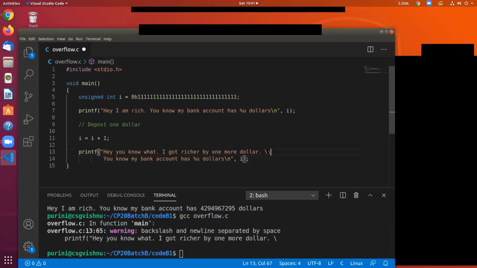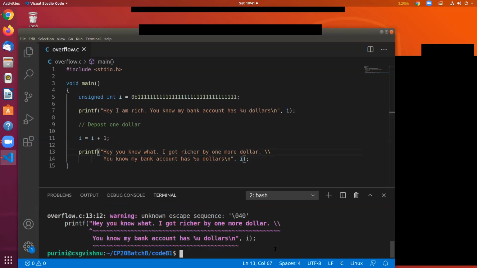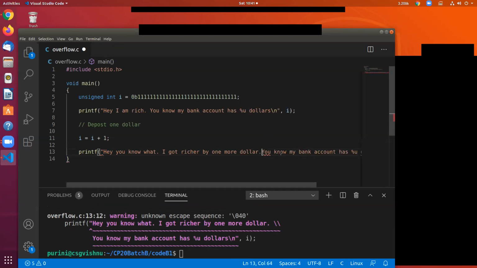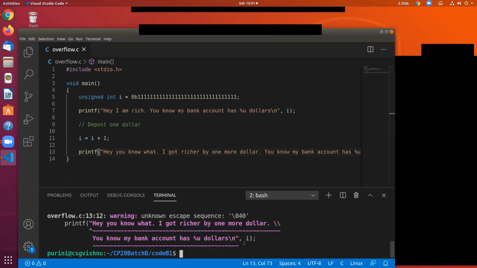What should I use? I am not sure how to split this string into two lines. Anyway, let's compile this code.